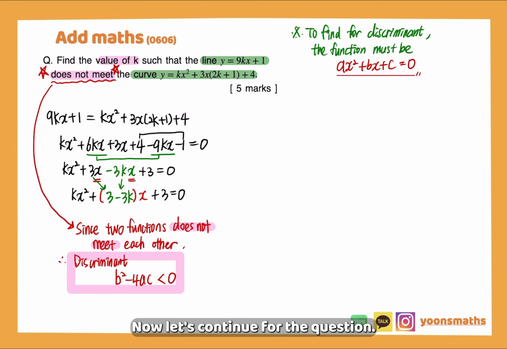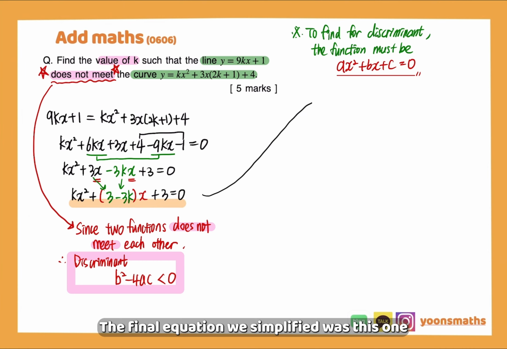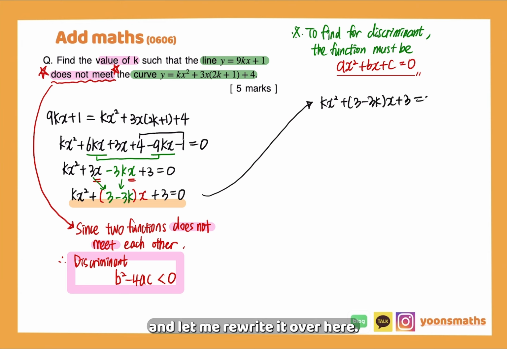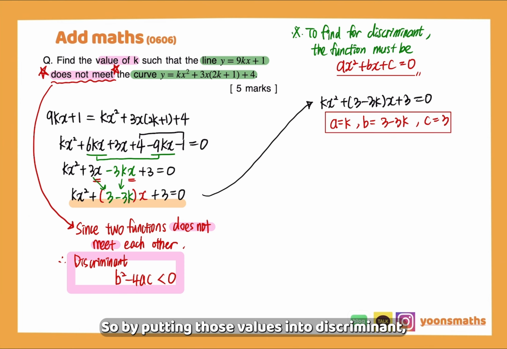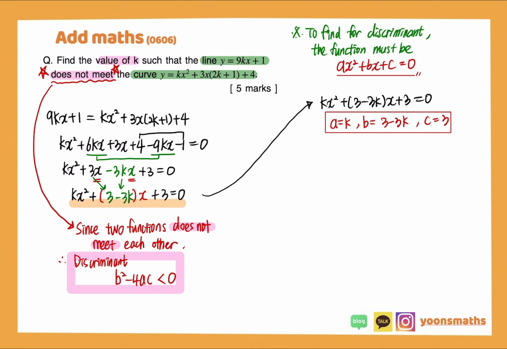Now let's continue with the question. The final equation we simplified was this one, and let me rewrite it over here. We can find that these three are a, b, c. a is k, b is 3 minus 3k, and c is 3. So by putting those values into the discriminant, b squared minus 4ac less than 0, then you can get this.